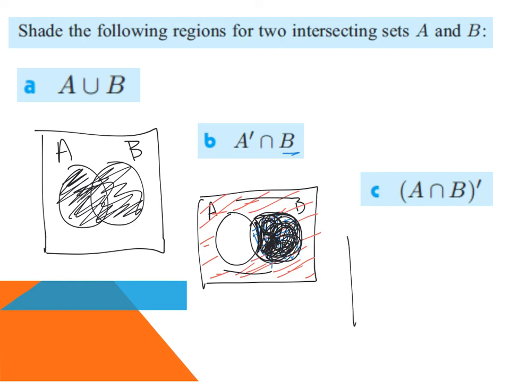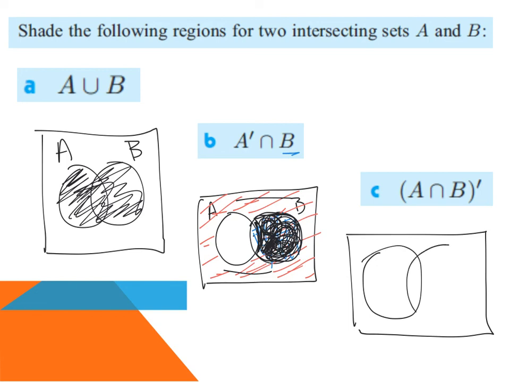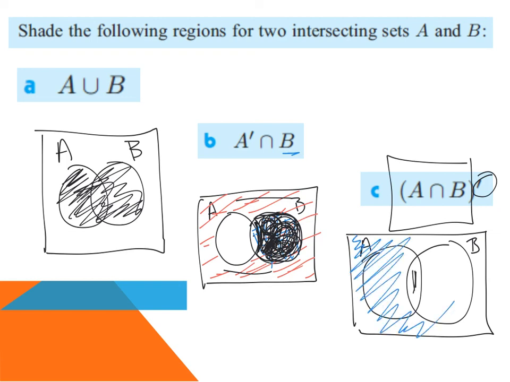And then our last one is A intersect B, but then I want everything but that. So here's A, here's B, and this tells me, okay, I want the complement of A intersect B. Well, A intersect B is this section right here, and if I want everything but that, then I'm going to shade everything all around that. So this would be the complement of A intersect B.